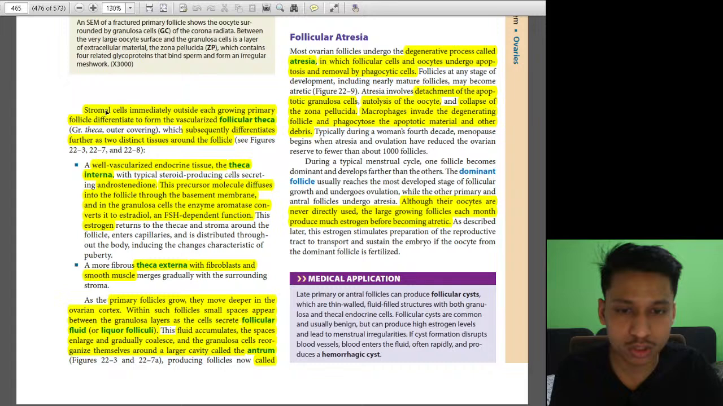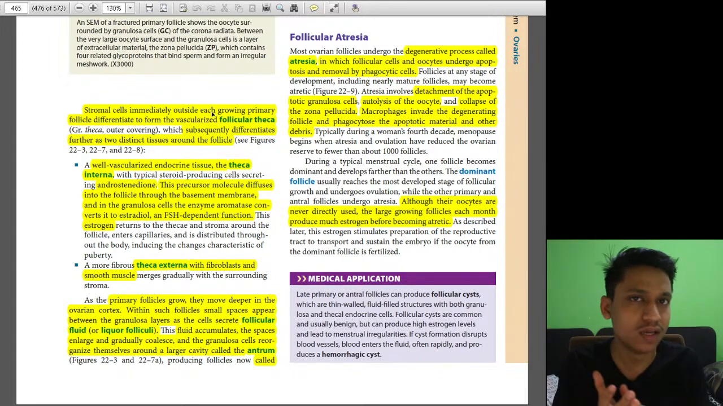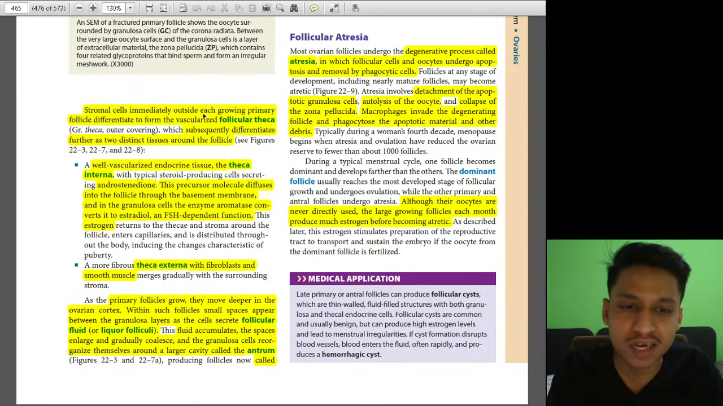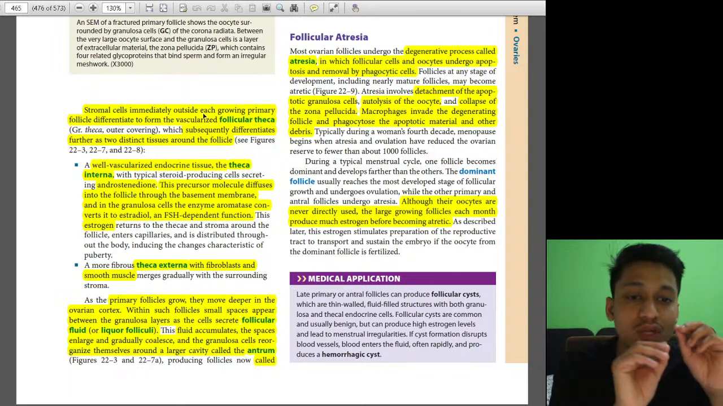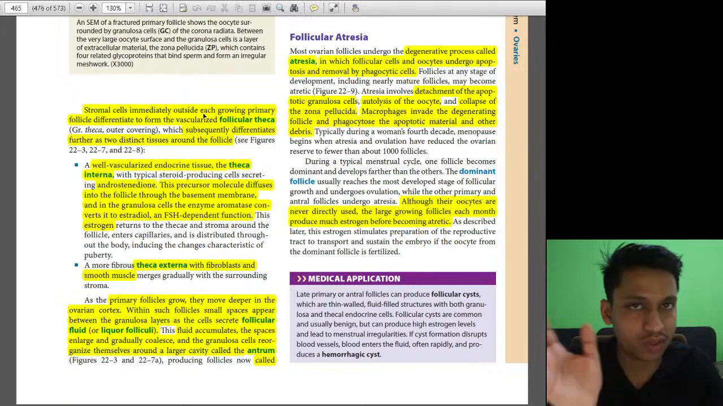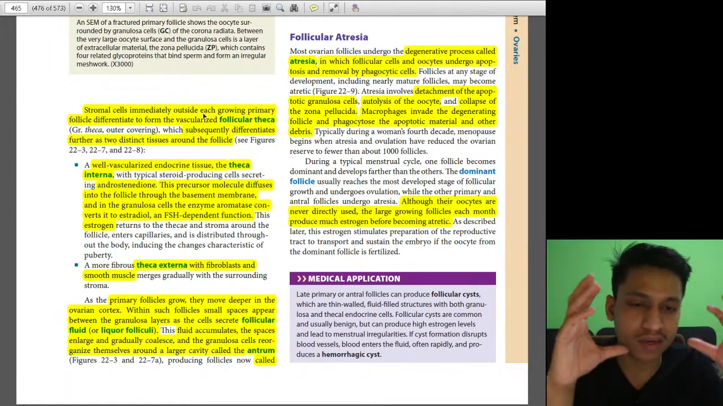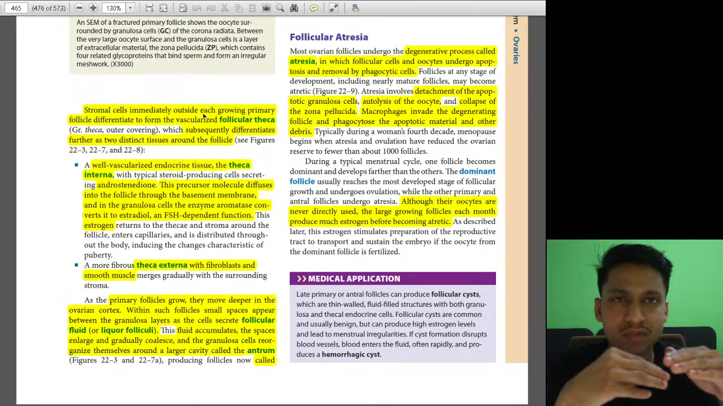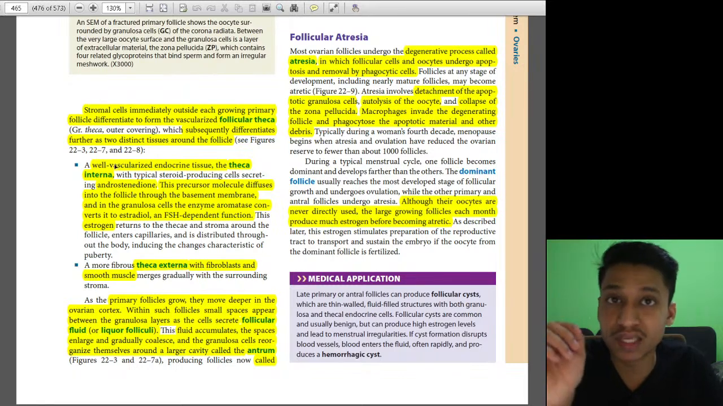Stromal cells immediately outside each growing follicle. As the follicles grow, the stromal cells in the cortex around the follicle also need to change themselves. So stromal cells immediately outside each growing primary follicle differentiate to form the vascularized follicular theca, which subsequently differentiates further into two distinct tissues around the follicle. We have these theca cells from the stroma of the cortex, and these cells later turn into two different layers, the theca interna and theca externa. Let's see what their significance is.